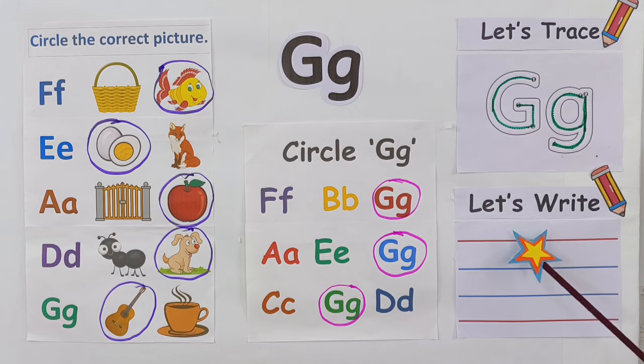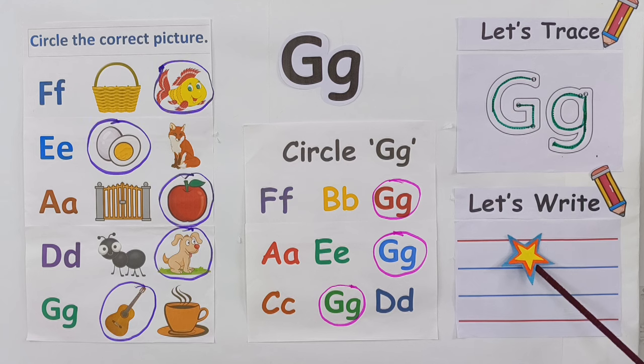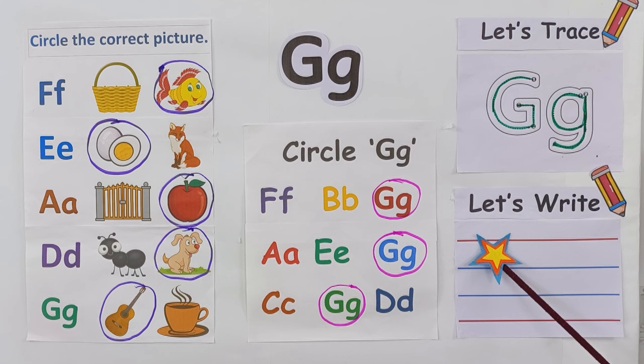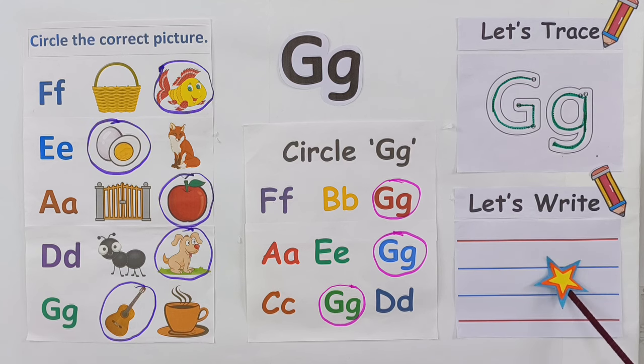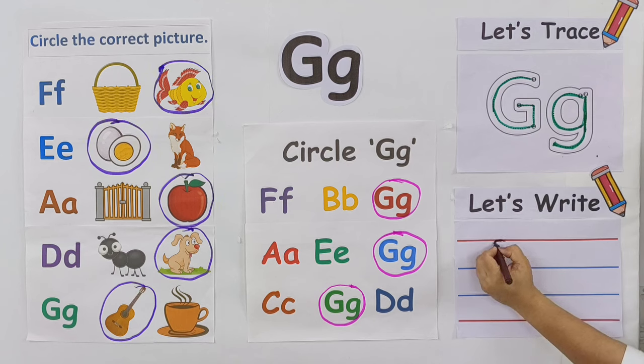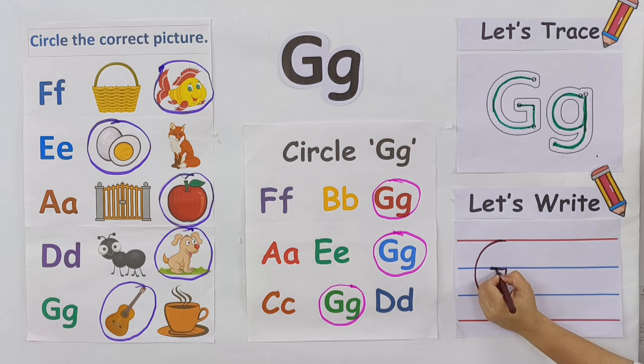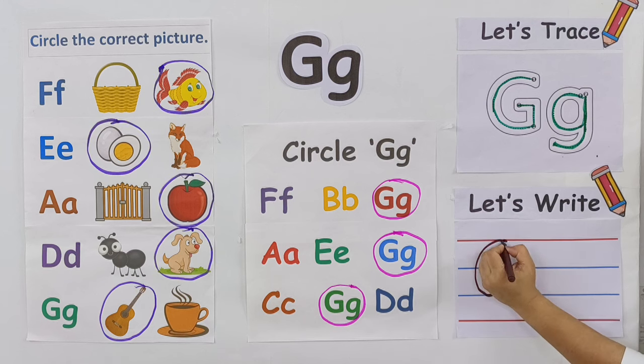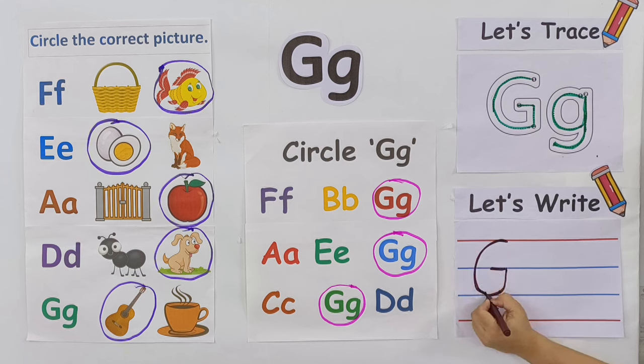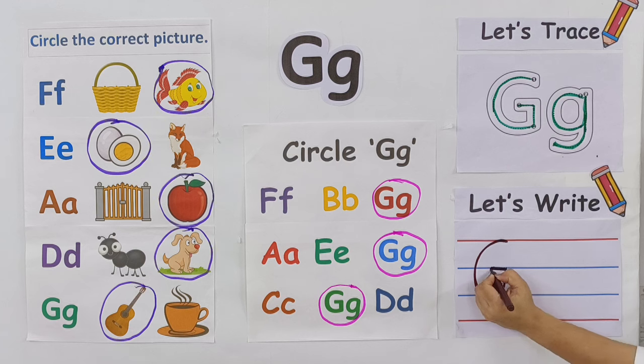Now it's time to write letter G. Let's write. On my sheet, there are four lines. A red line, then two blue lines, then one more red line. Uppercase letter G starts from the red line and lowercase letter G starts from the blue line. Let's write. So here, we are going to make a curve. It looks like uppercase letter C. Go up straight. Make a standing line and go in. Make a sleeping line.